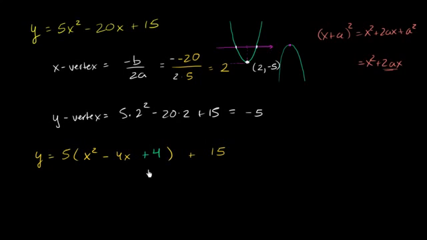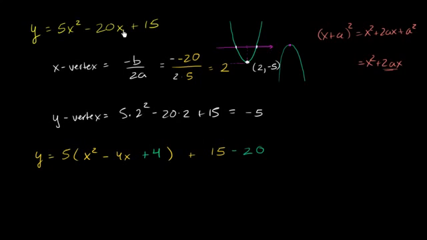Now, the reason why I was careful there is I didn't just add 4 to the right-hand side of the equation. Remember, the 4 is getting multiplied by 5. I have added 20 to the right-hand side of the equation. So if I want the equality to still be true, I either have to now add 20 to y, or I have to subtract 20 from the right-hand side. So I'll subtract 20 from the right-hand side. So I added 5 times 4.